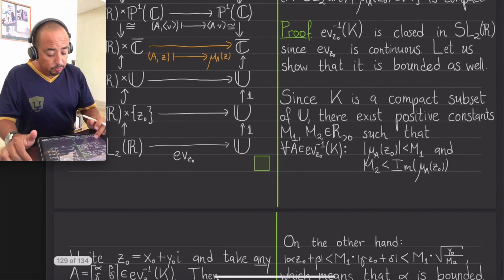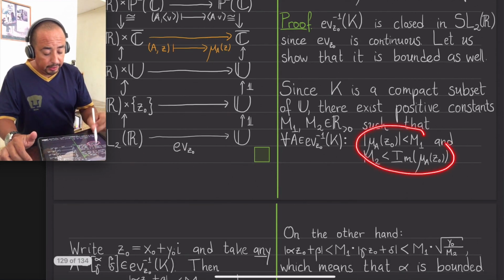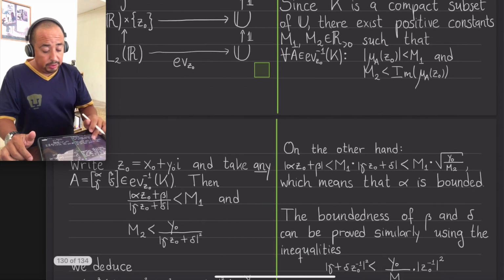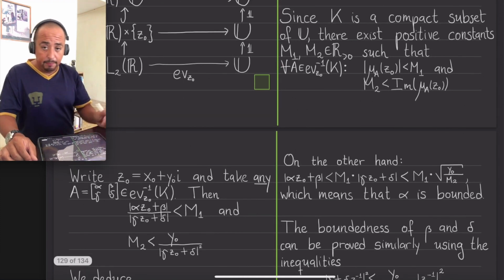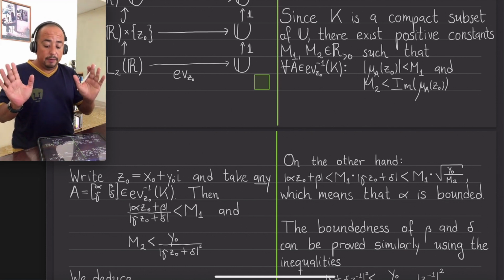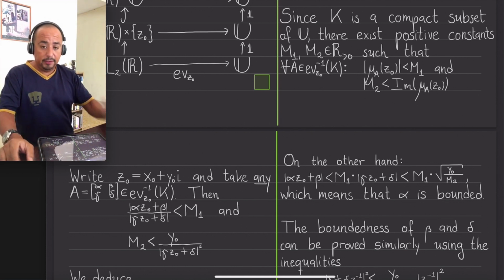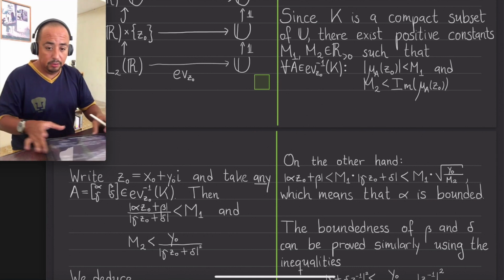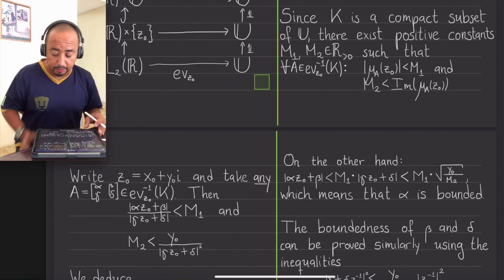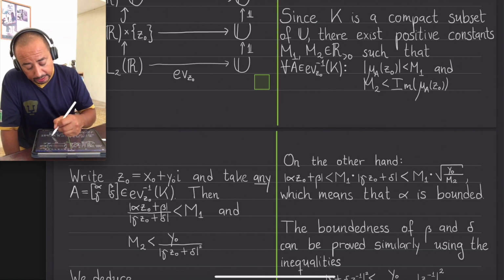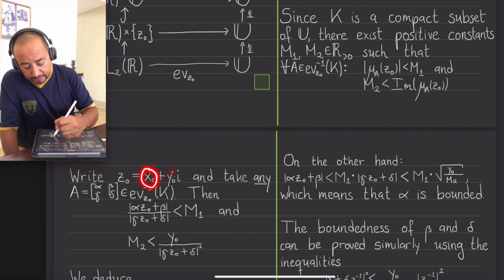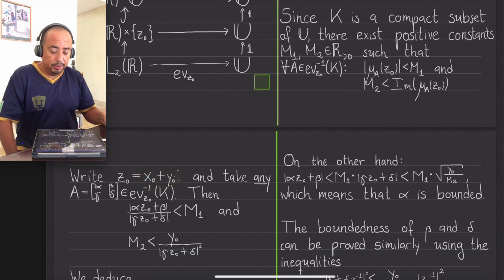And now I'm going to start manipulating these two inequalities. So let's write Z0, which remember is fixed once and for all, right? We're not going to move it, at least not during this proof. So write it as x0 plus y0 i, where of course I assume x0 and y0 to be real numbers.